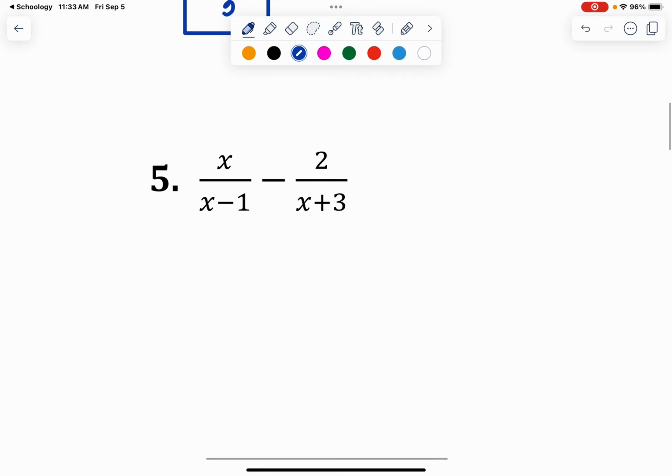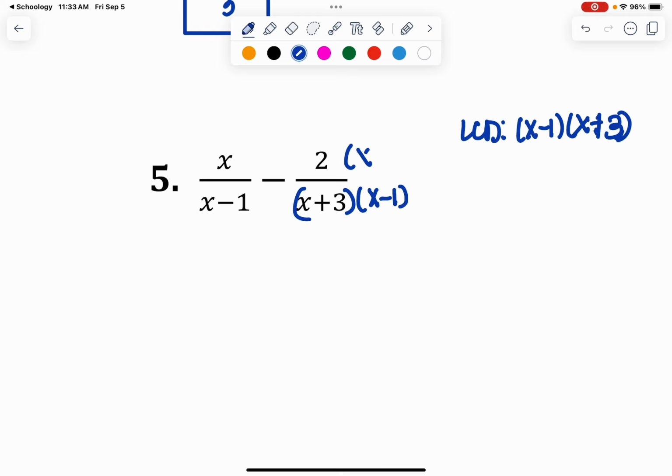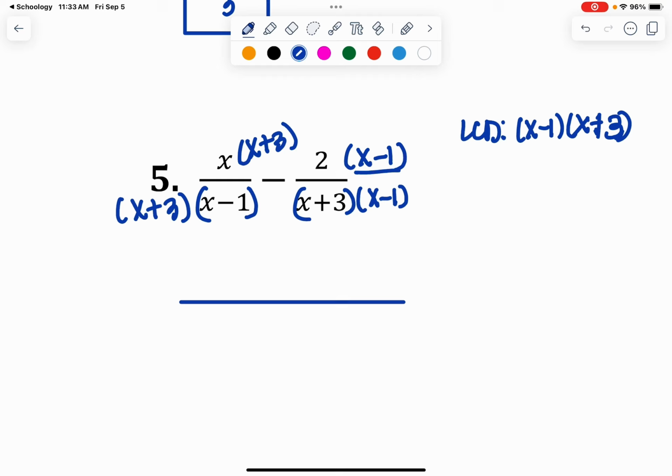All right, this one here, if you want to pause and try it yourself and see how you did, your LCD is x minus 1 times x plus 3. Oh, that's not good handwriting. Okay, so I need to multiply by x minus 1 over x minus 1, and this one times x plus 3 over x plus 3. All right, my new fraction, so my denominator, x minus 1 times x plus 3. It doesn't matter which one you write first and which one you write second. Like x plus 3 can be first. It doesn't matter. And then my new numerator is all this jazz.